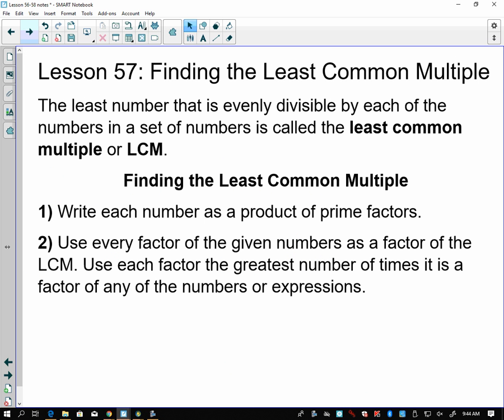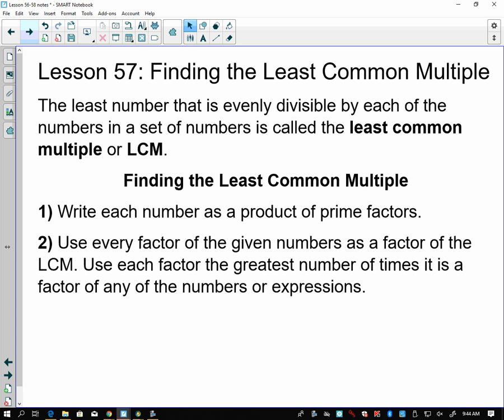All right, lesson 57, finding least common multiples. Are we somewhat familiar with least common multiples? Somewhat review here, right? It's the least number that is evenly divisible by each of the numbers in a set of numbers. It's what we call the least common multiple, or LCM.